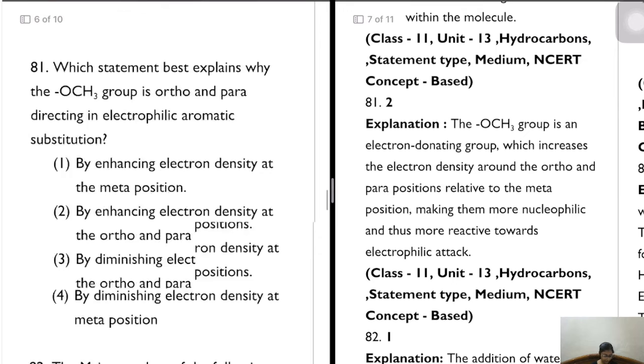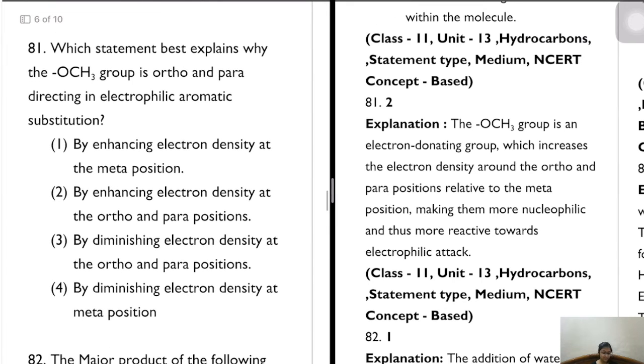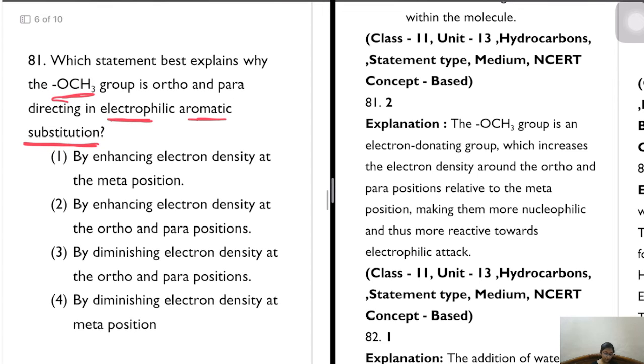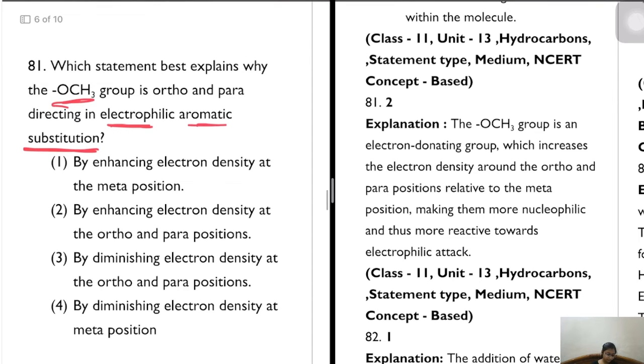So let's move to the next question. Which statement best explains why OCH3 is ortho and para-directing in electrophilic aromatic substitution? I have already told you in the last video about this. What happens?